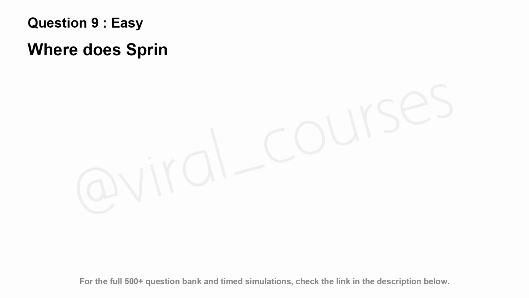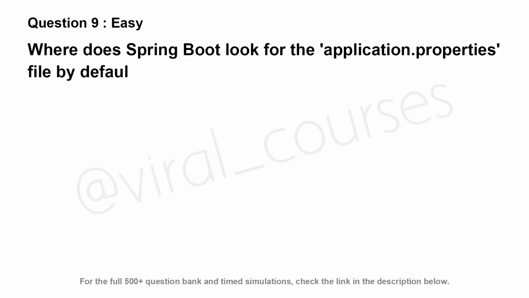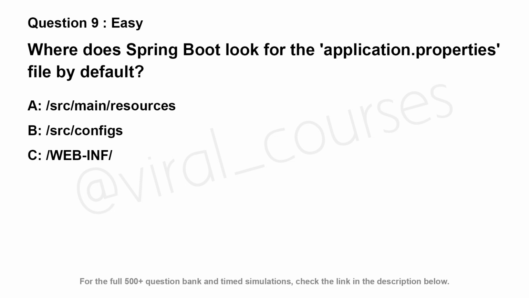Where does Spring Boot look for the application properties file by default? Option A, src/main/resources. Option B, src/configs. Option C, WEB-INF. Option D, root.